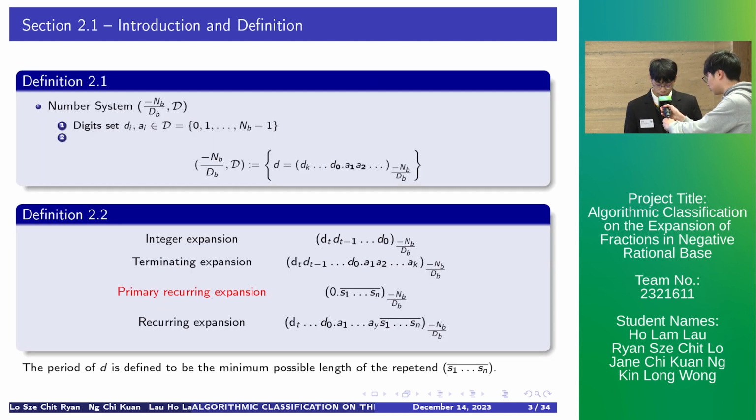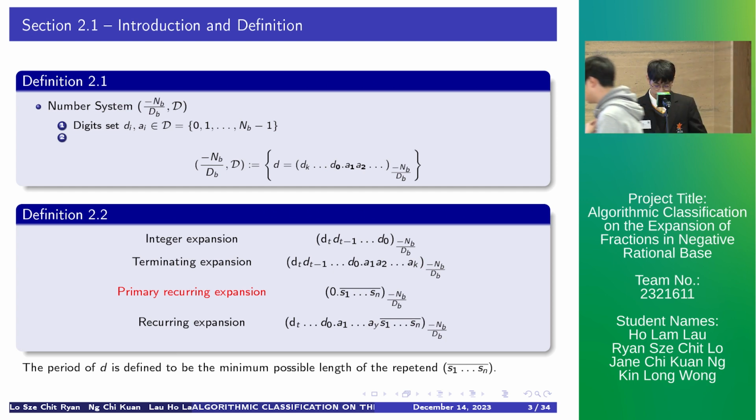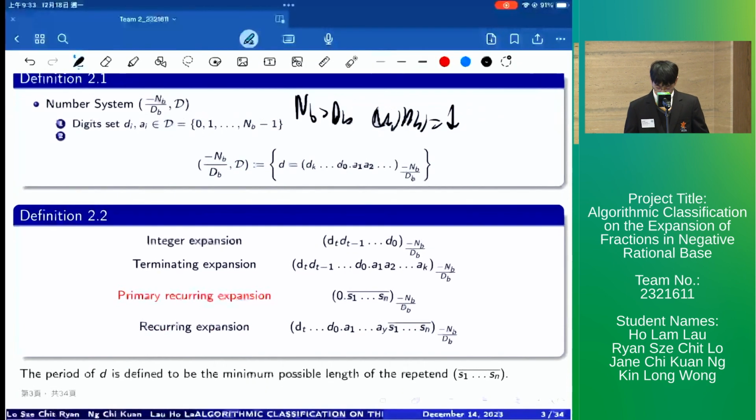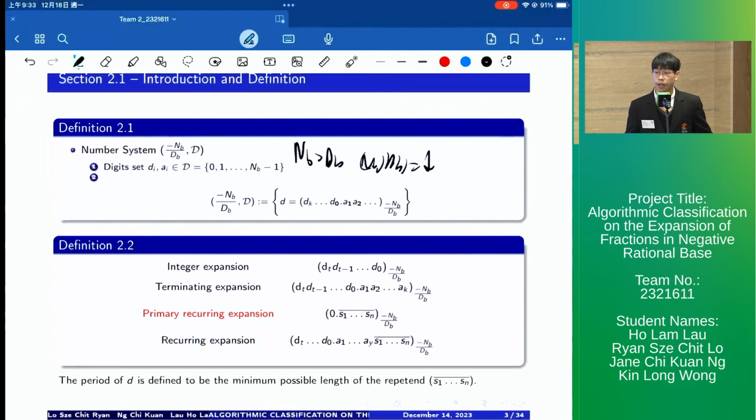Now we'll begin with the definition of the number system, where we assume NB is bigger than DB and NB/DB is coprime. The digit set D, the digits within the number system, we will set as 0 to NB minus 1. Out of the four expansions, the most important is the primary recurrent expansion, which we will denote as PRE. The other three are just analogous to base 10.